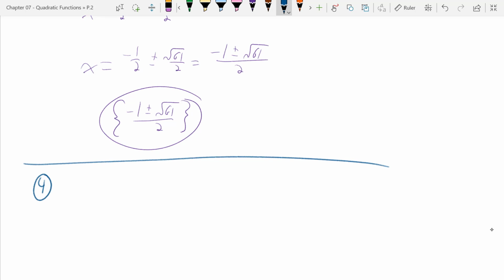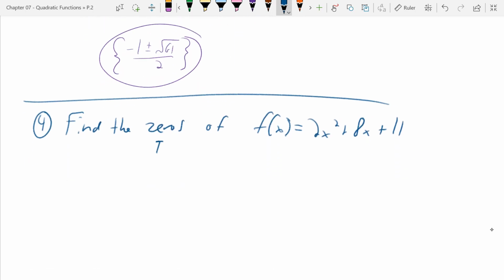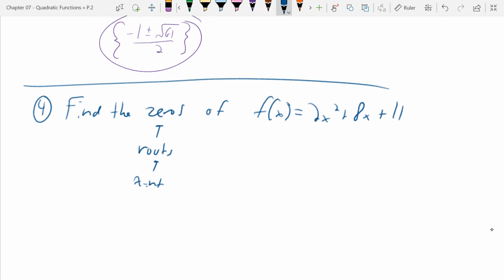Let's find the zeros of f of x equals 2x squared plus 8x plus 11. Remember that zeros mean the same thing as roots, x-intercepts. They all mean kind of the exact same thing. It means we plug in 0 for y. So I go 0 is equal to 2x squared plus 8x plus 11.